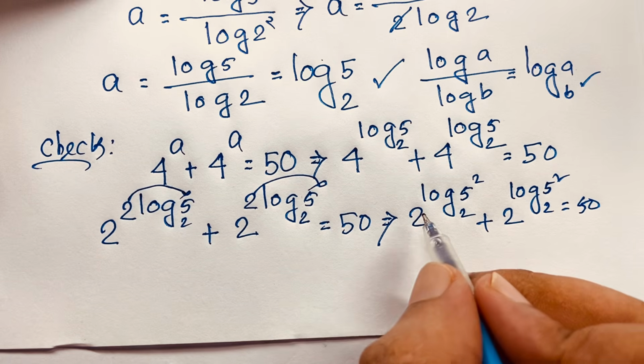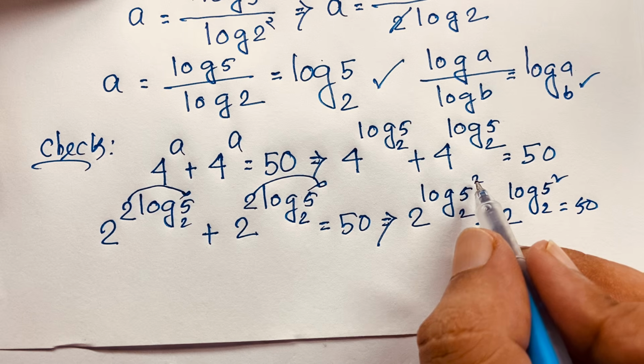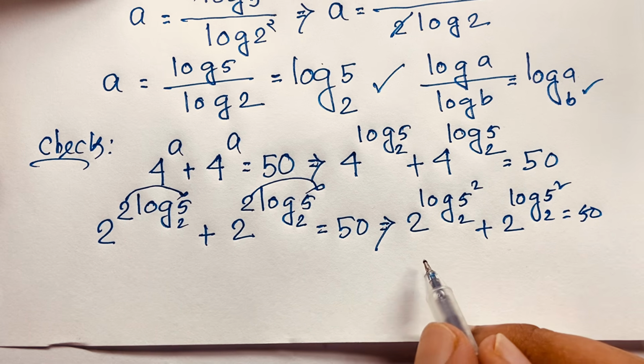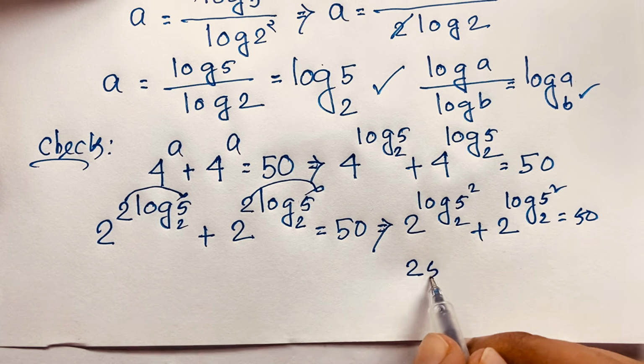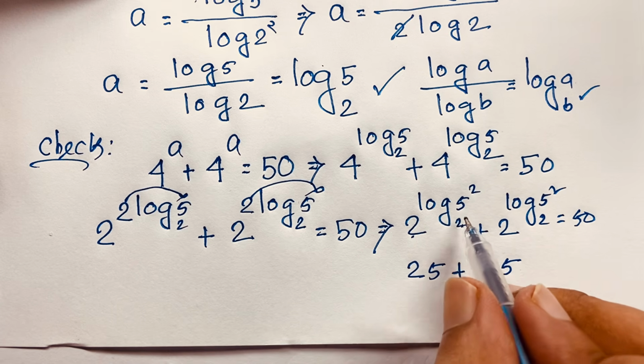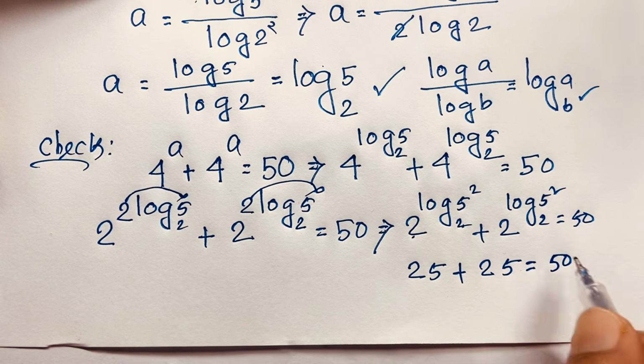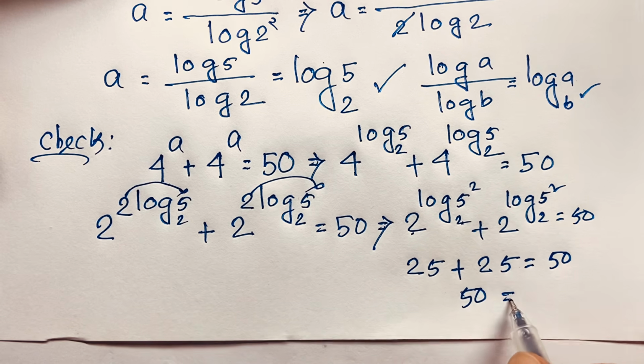Now this case and this both are the same, so it will be 5 to the power 2. 5 to the power 2 is 25. So you can say easily this is 25 plus this is 25. Because this is the same, it will be 5 squared. 5 squared will be 25, plus 25 is 50. So 50 is equal to 50.